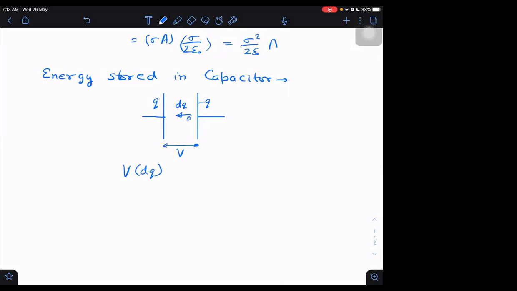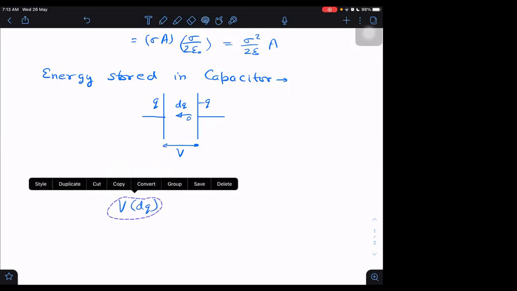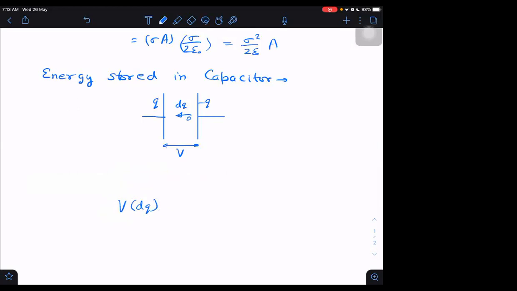If you don't remember this, we can start one step before it. Everybody knows work done is equal to force into displacement. What will be the displacement? The displacement will be the distance d. And what will be the force? dq into E. Force into the distance d will be the small work done.